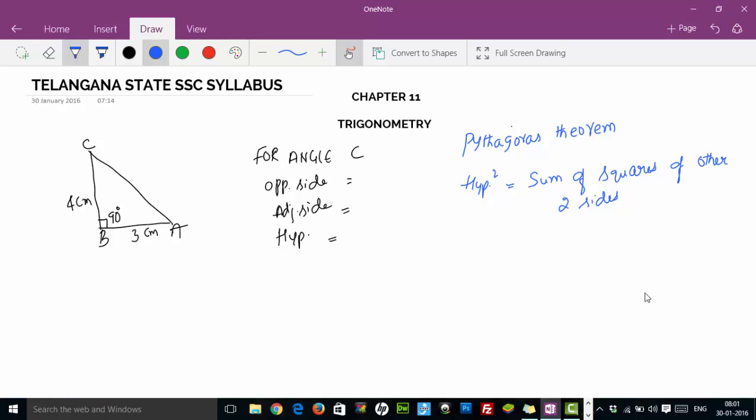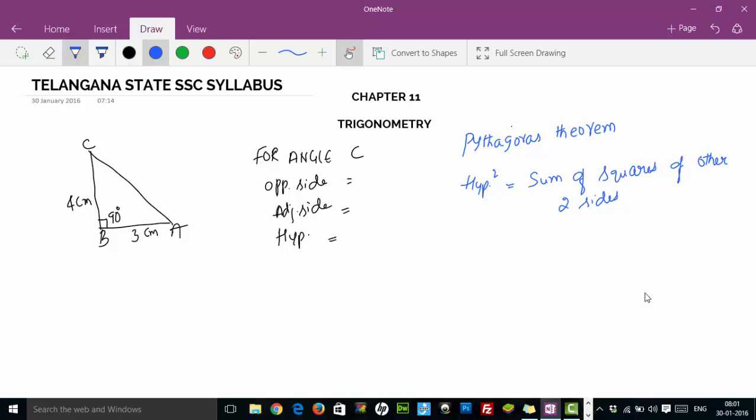I have drawn another triangle here, triangle ABC, with angle B as 90 degree. Now, in this right angle triangle, we know that AB is 3 centimeter, BC is 4 centimeter, but we do not know the length of AC. Now, in a right angle triangle, if you know two sides, you can always find the third side using Pythagoras theorem. Pythagoras theorem is not at all difficult. Pythagoras theorem states that the hypotenuse square is sum of squares of other two sides.